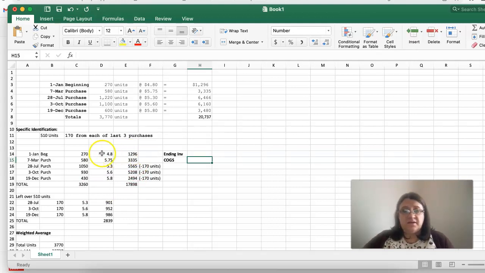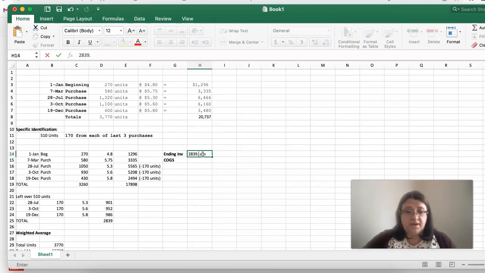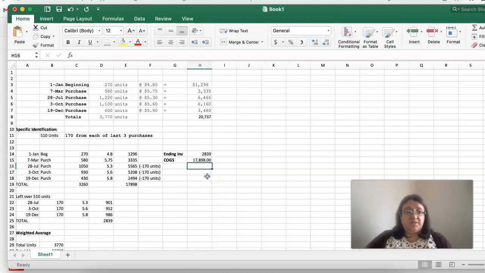And then I went over here and multiplied the number of units times the money, like $4.80 and so forth, and that brought me to the amount of money that this company sold, and it came down to $17,898. So down here, the leftover units will help us find our ending inventory. From the 28th of July, 3rd of October, 19th of December, 170 units left over at the respective cost from that date, 530, 560, 580. The money that I mentioned before, 901, 952, 986, came to $2,839. So the ending inventory is $2,839. Okay, and the cost of goods sold is the amount that was sold, so that would be the $17,898.00. So that is our ending inventory and our cost of goods sold for specific identification.